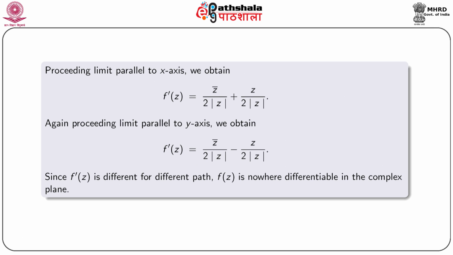Now, proceeding the limit parallel to real axis, we obtain f'(z) equal to conjugate z by twice mod z plus z by twice mod z. If we proceed limit parallel to imaginary axis, then we obtain f'(z) equal to conjugate z by twice mod z minus z by twice mod z. Since f'(z) is different for different paths, therefore, f(z) is nowhere differentiable in the complex plane.